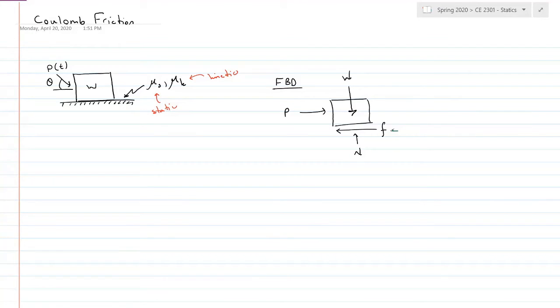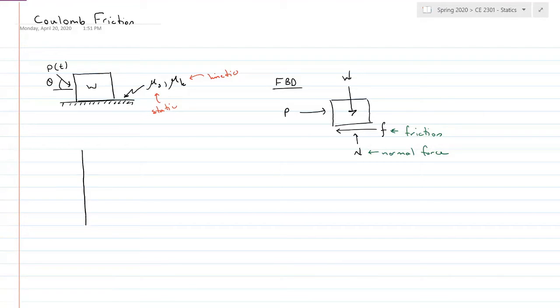So this is my friction. This is my normal force. And all normal means is that it's acting perpendicular to the surface. So over here, my block is acting on a horizontal surface, so perpendicular to that would be vertical, and that's my normal force.